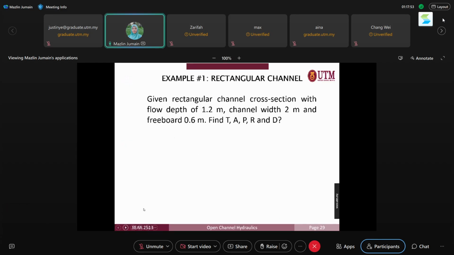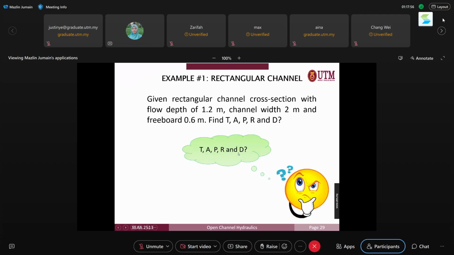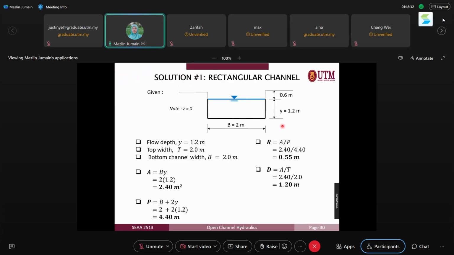So for example one, for a rectangular channel. Given a rectangular channel cross section, the flow depth is 1.2 meter, and the channel width B is 2 meter, and the freeboard FB is equal to 0.6 meter. Then find T, the top width, A, the flow area, P, the wetted perimeter, R, the hydraulic radius, and D, the hydraulic depth. Okay, so this is the solution for the rectangular channel.